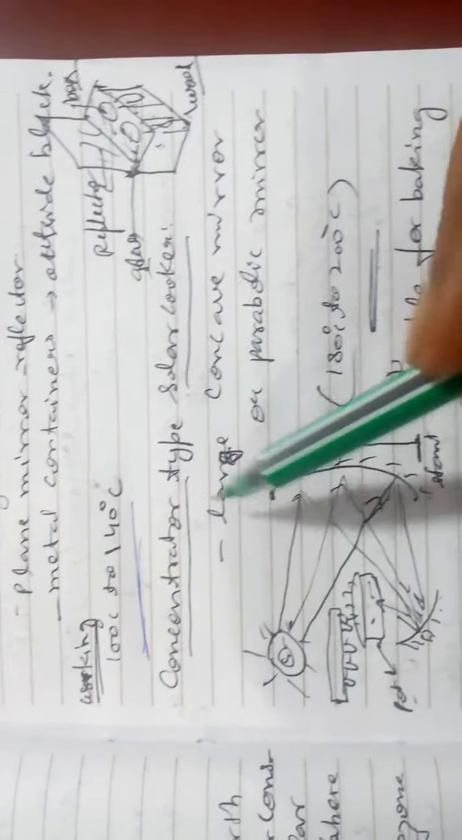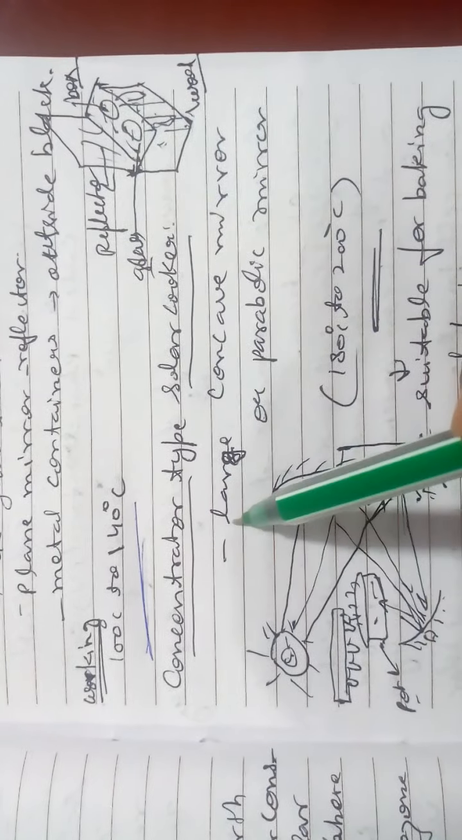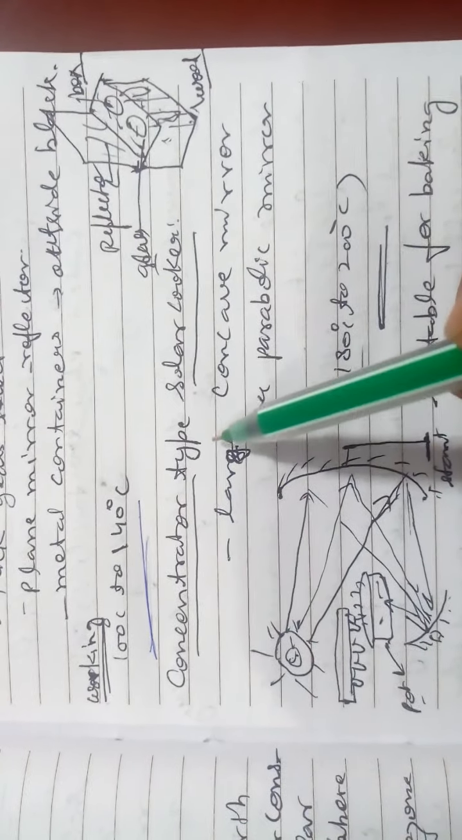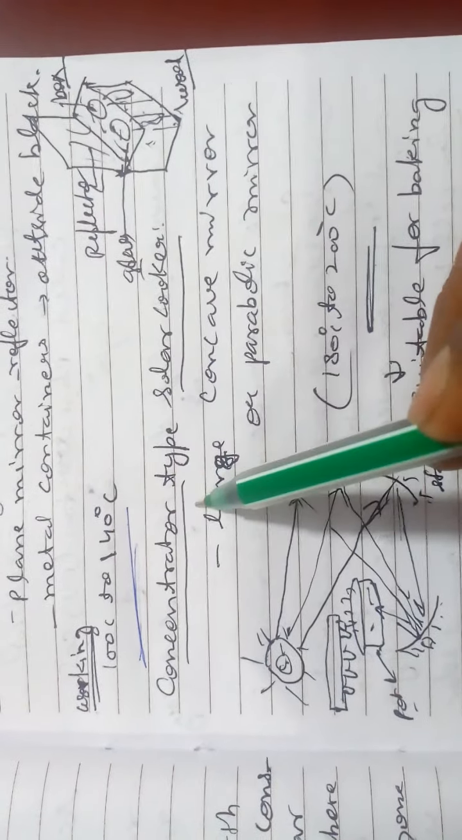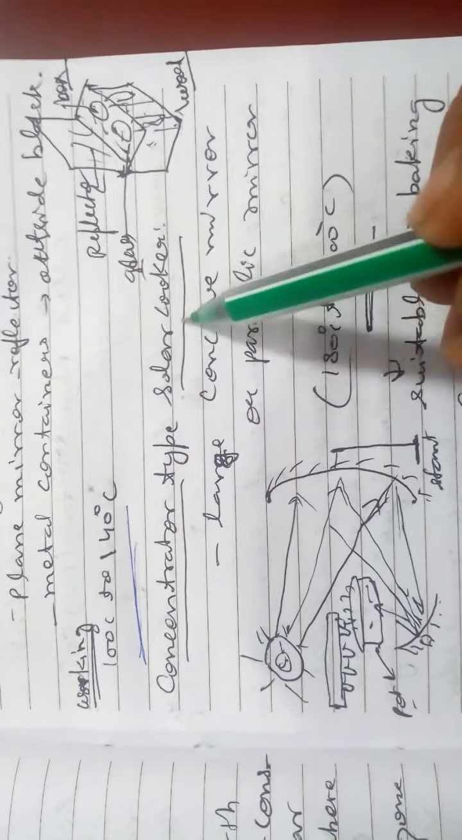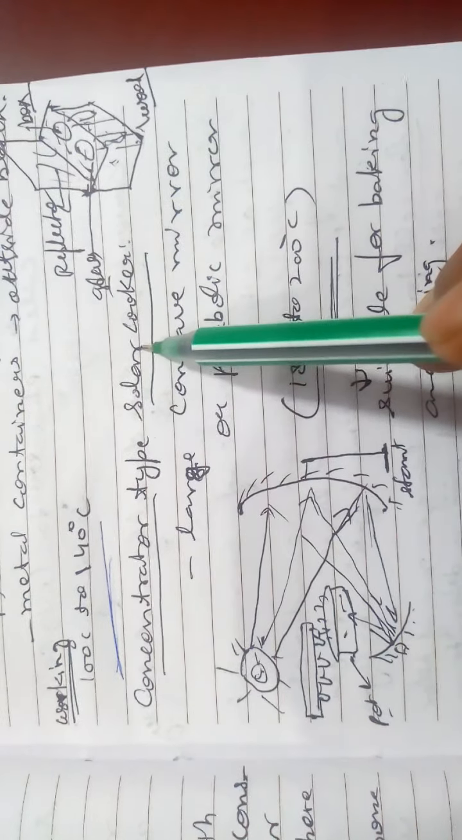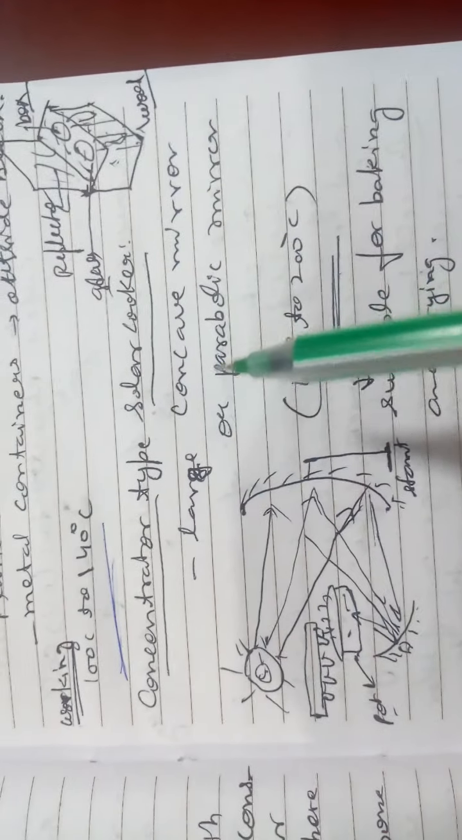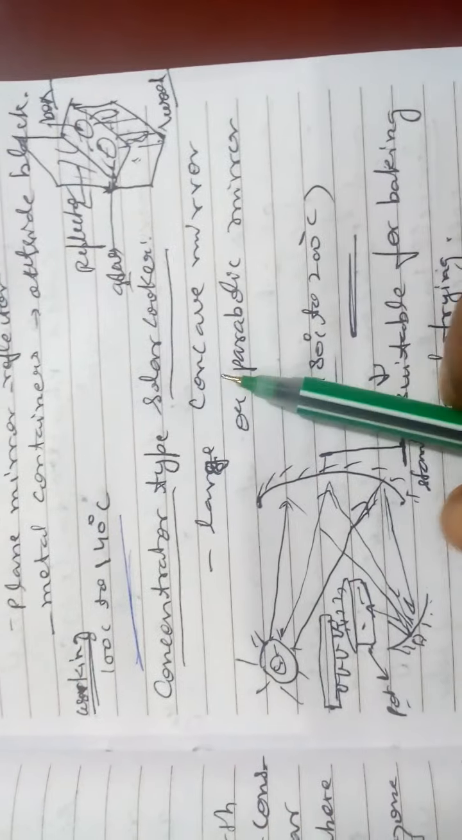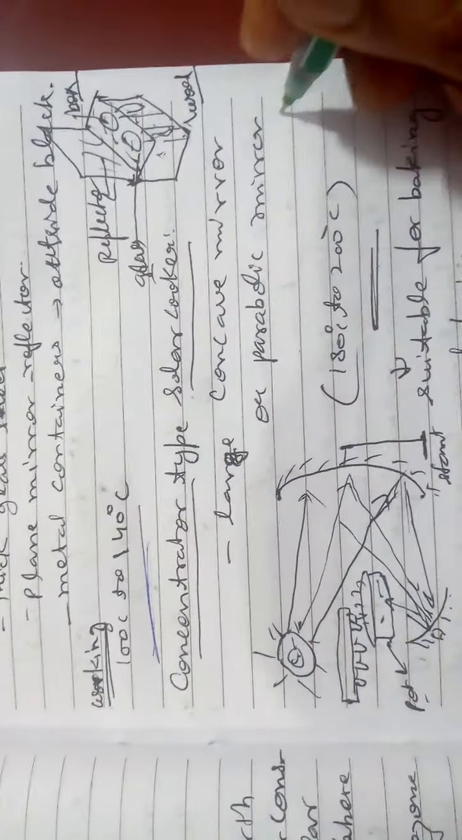But nowadays, because of technology, there is the concentrator type solar cooker, which concentrates the heat at one place. It uses a mirror given in 7th standard, the concave mirror. So for this you get the concentrator type solar cooker. It has a large concave mirror. A concave mirror is parabolic. It is a curved mirror like this.